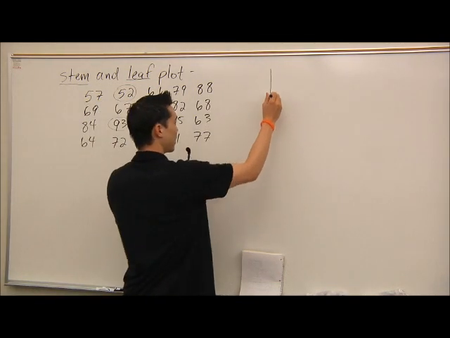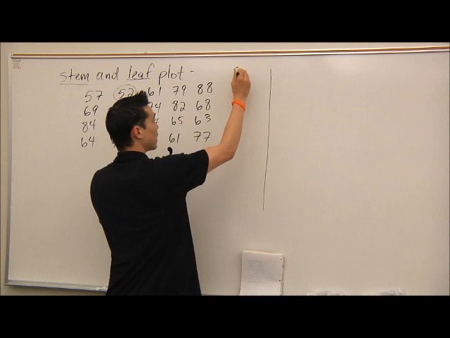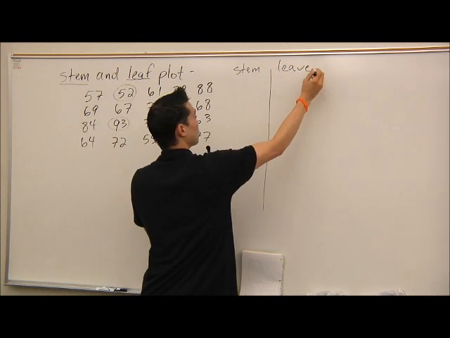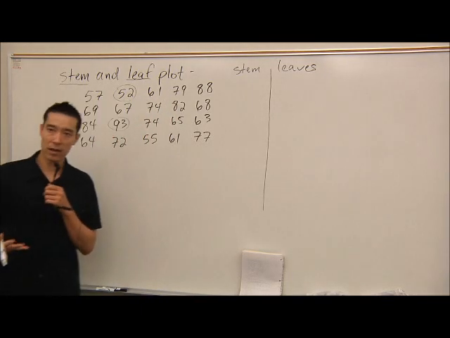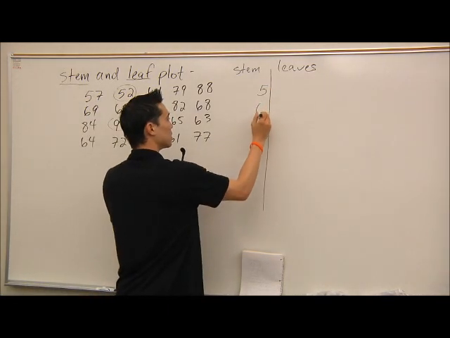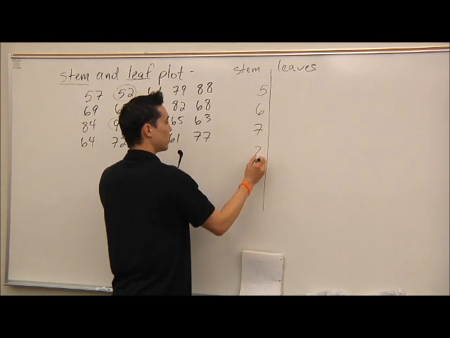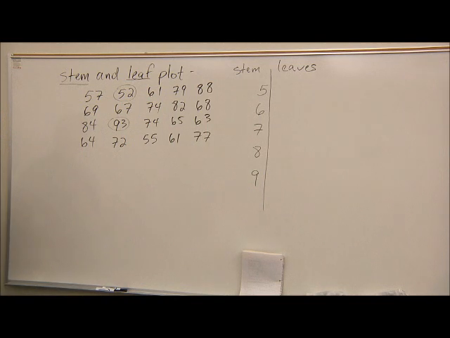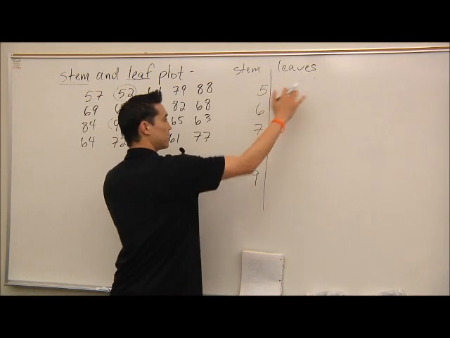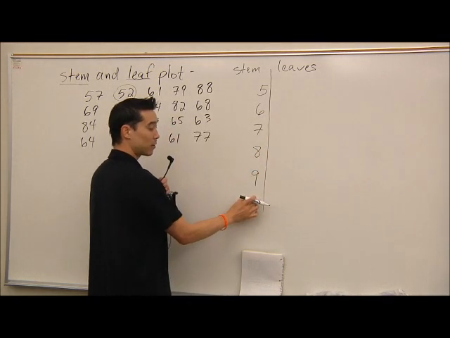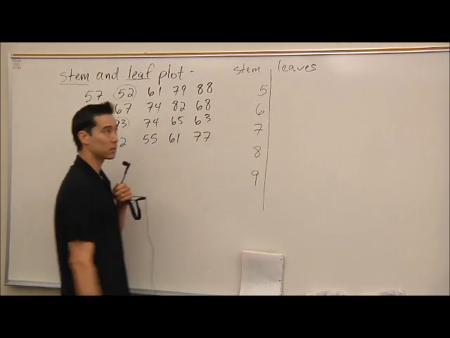Let's just start the plot. We're going to have a line, and you're going to have stem, and you're going to have leaf. Okay, all of the data, again, goes from 50s to 90s, so I'm just going to have a 5, a 6, a 7, an 8, and a 9. And those represent the stems for this data. So this is going to represent all the scores in the 50s, all the scores in the 60s, 70s, 80s, and 90s. If we had 100, I'd also have a 10 here, but we don't.